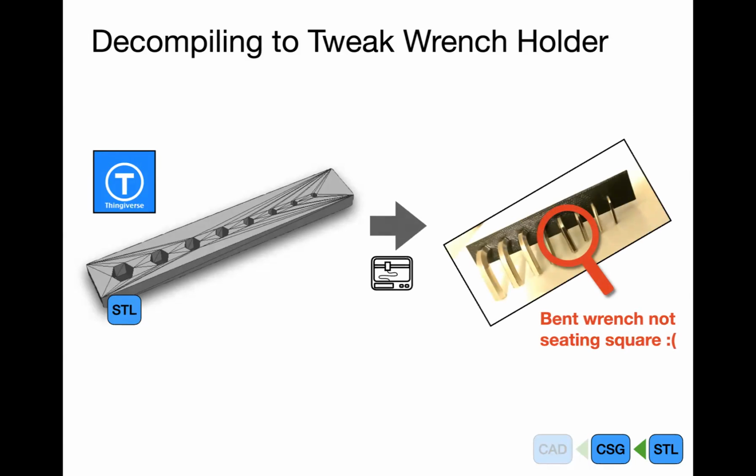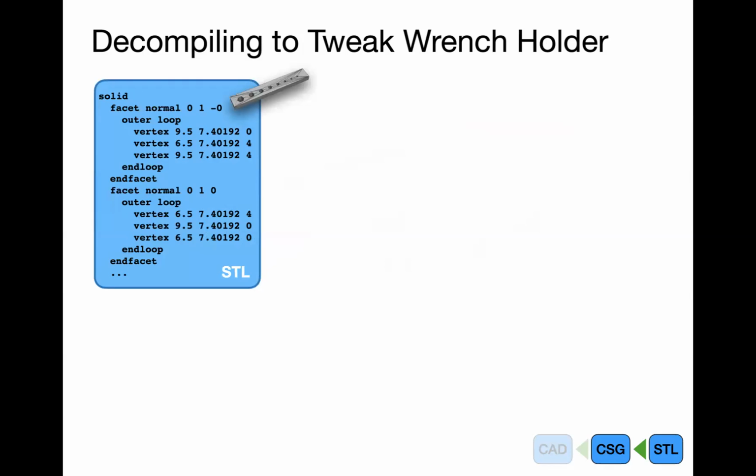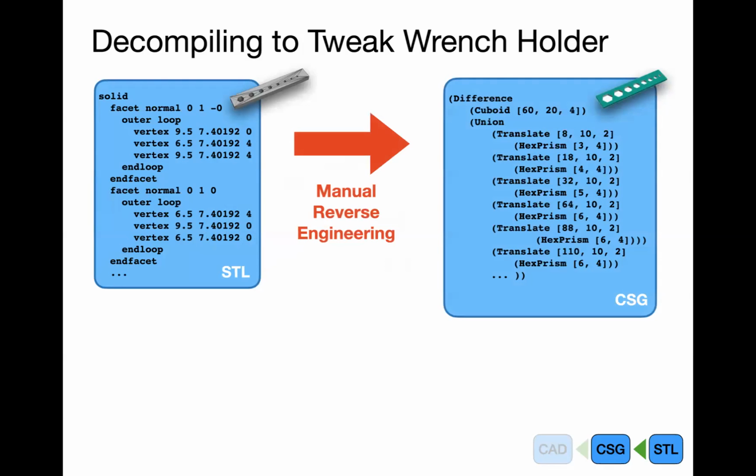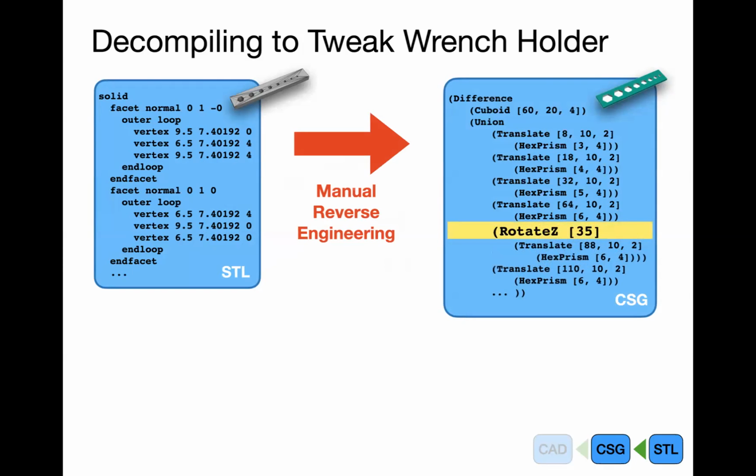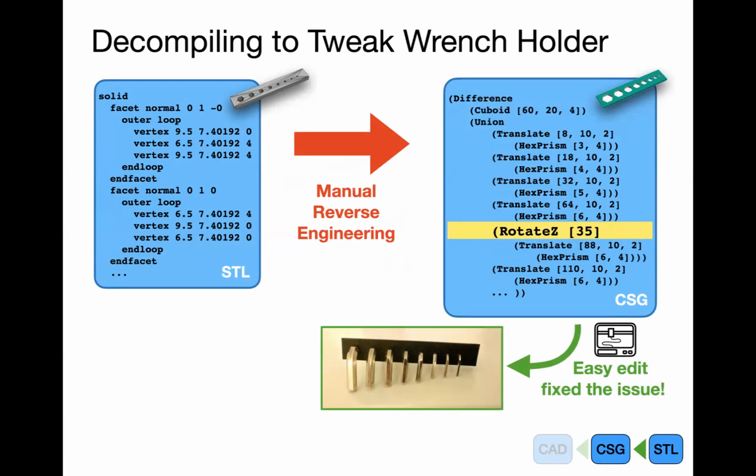Now, of course, that works, right? I have a wrench holder. I can put the wrenches in it. But being extremely type A, this really bugged me, right? And I wanted it to sit square, but it's really hard to edit the STL to just rotate that one little hole to get what I wanted. So what did I do? Well, I loaded up the STL, and then I manually reverse engineered the program into a CSG program. And then I could easily just add a rotation to one specific hole. And that allowed me to print the holder and get what I wanted, where all the wrenches sit square to each other, and it's not nagging me, keeping me up at night.